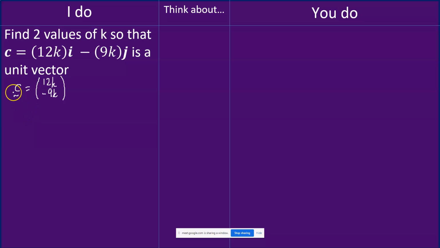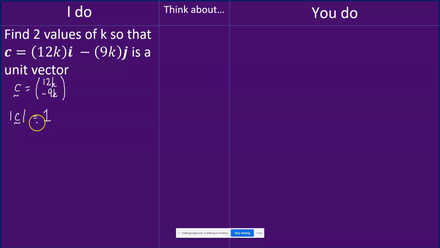What I normally tend to do in these questions is look at what it wants: a unit vector. So what's the definition of a unit vector? It has a length of 1. So the modulus of c, the magnitude of c, has to be 1. That is my starting point.